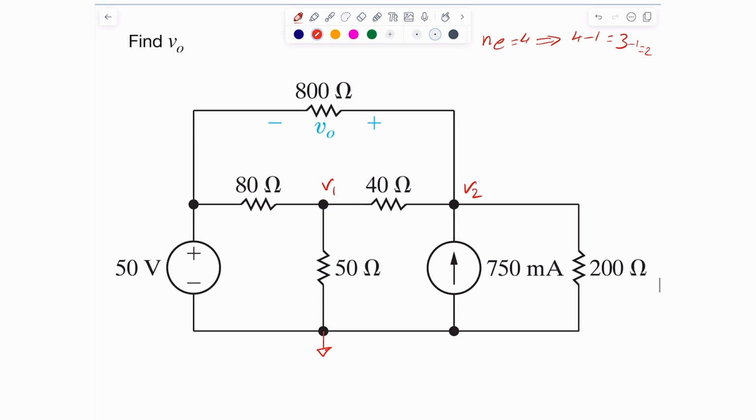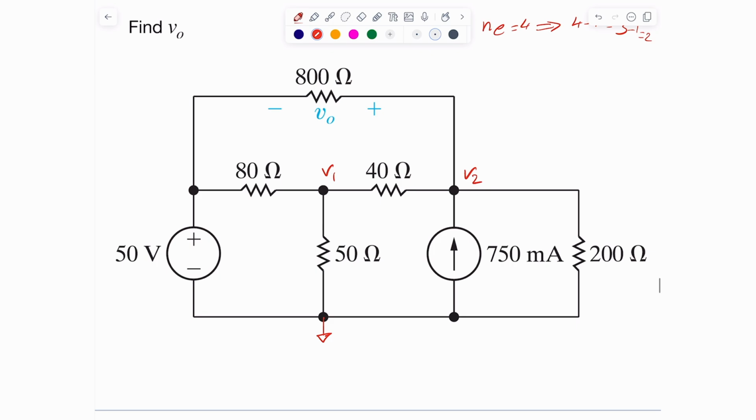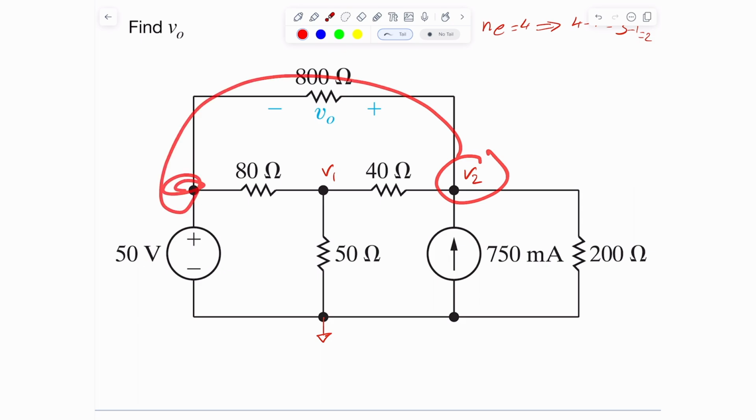All right, so now what I need to do is write two KCL equations to figure out what these node voltages are. And once I know, I will figure out what the V naught is. Frankly speaking, the V naught is simply V2 minus 50 volts. So all I have to do is just figure out what the V2 value is. And of course, I can figure out any other thing in the circuit that I want. All right, so let's write the equations in here.